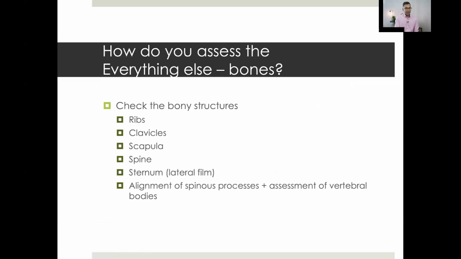And then how do you assess everything else? Bones. So yeah, check the bony structures, trace each rib as you see it, clavicle, scapula, spine, sternum, alignment of spinous process, and assessment of vertebral bodies. Obviously, for a trauma situation where you've got the history of that patient absolutely in front of you in the viva stem or otherwise, then I'm absolutely checking the ribs because that's the most common thing really to fracture. But in any other situation, I will put that down lower in my list of things to check.